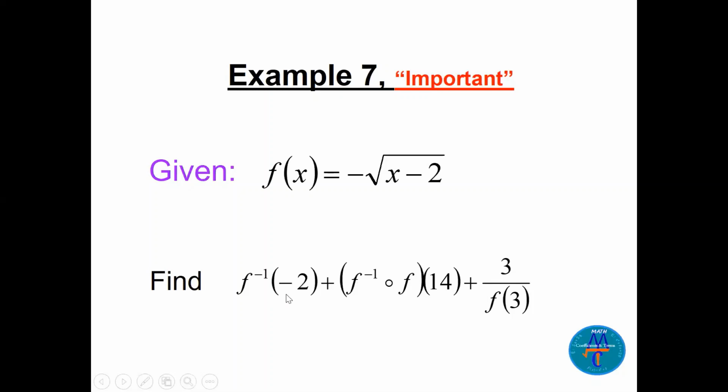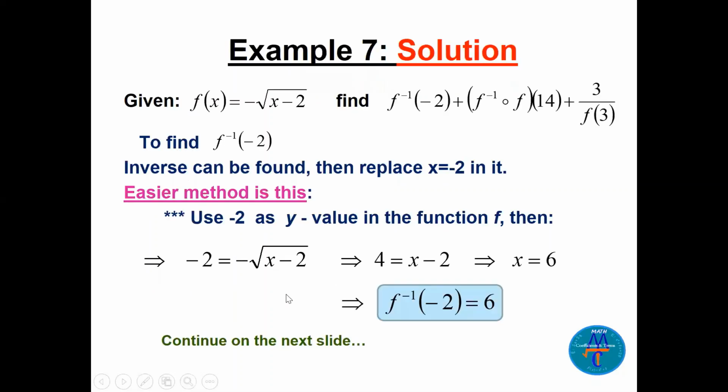Now this one I will show you 2 ways to do it. To find f inverse of -2, you can find the inverse of this and then replace x equals -2 in the inverse. That's one way. Another easy way I can show you: f inverse of -2, use this -2 here as the y value in the function f. See, this is the x value in the inverse. You see? f inverse of -2, that's x.